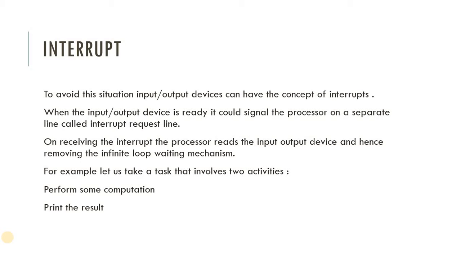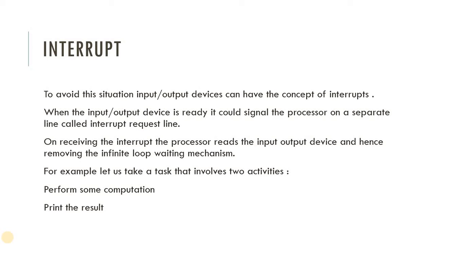When the input-output device is ready, it can signal the processor on a separate line called the interrupt request line. So when any hardware device or software signal needs to be executed in between the currently running program, an interrupt signal is generated, and that request for executing that signal passes through the interrupt request line. On receiving the interrupt, the processor reads the input-output devices, hence removing the infinite loop waiting mechanism.